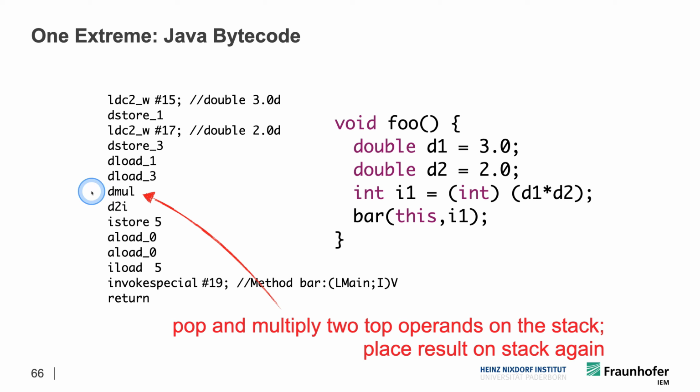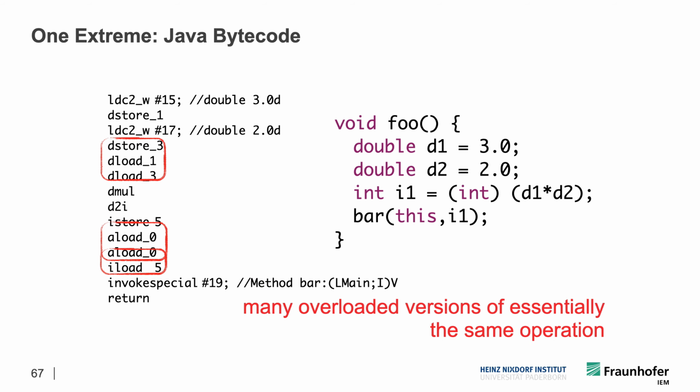And what this is doing is the following. It's basically taking these two operands that have been loaded onto the stack. It's popping them off the stack, it's multiplying them, and it's at the same time putting the result of this multiplication on the stack again. Then we have another operation further down here that's actually taking this result and casting it to an int. Then that's being stored.